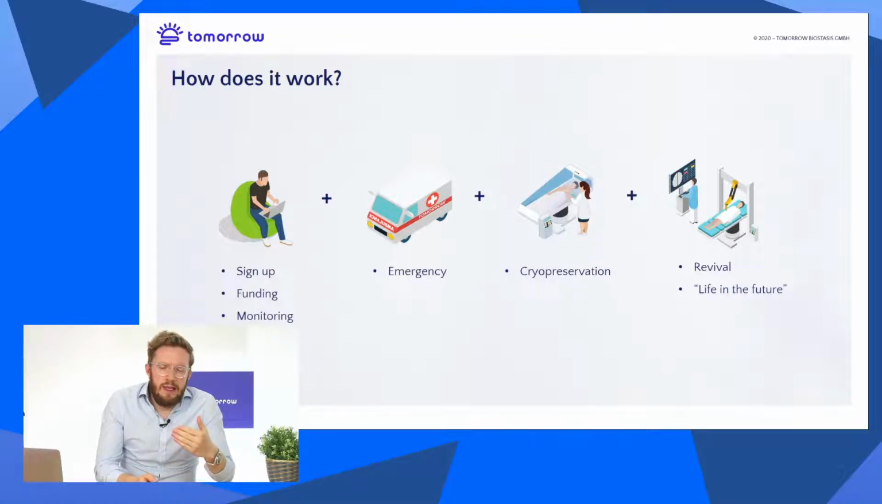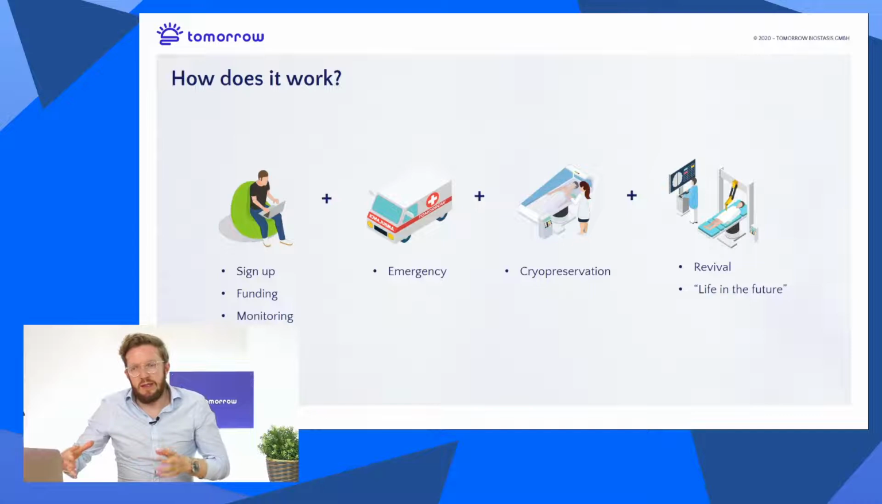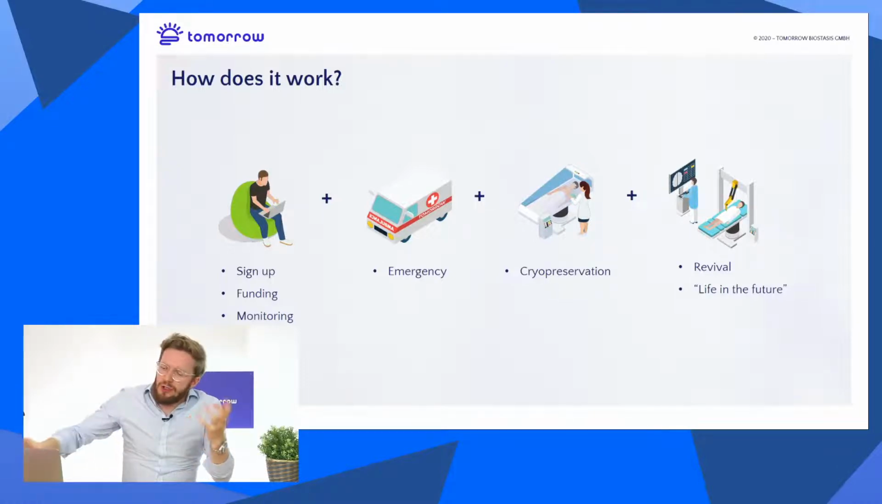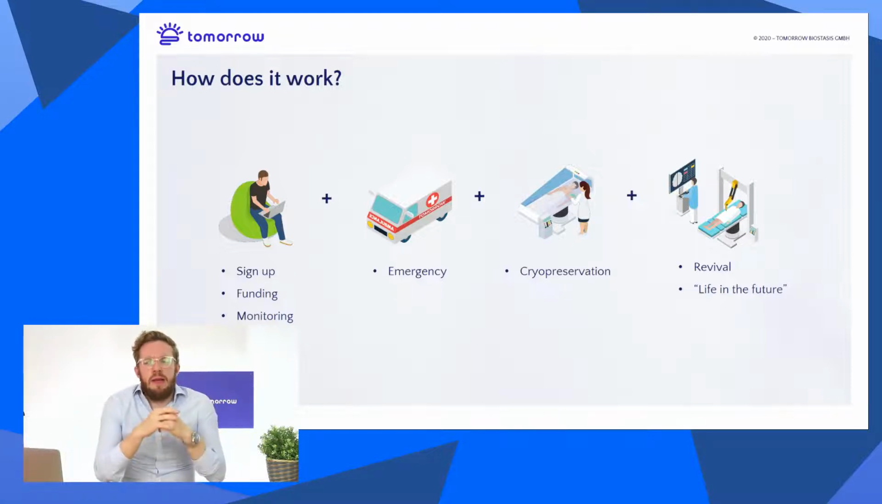So going to the next slide, let's look at an overview of how this actually works as a step-by-step process. Let's say someone says, hey, this is something I'm super interested in. What would they actually need to do to consider this topic? Initially, you would just sign up with us or with any other organization. You need to make sure that you have a contract in place. You need to make sure that you have funding in place to pay for cryopreservation. We will come to that on the next slides.